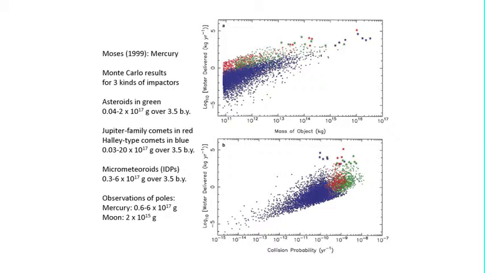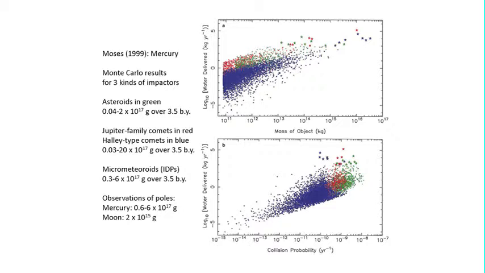And here are some numbers from Moses' paper. Asteroids, quite a spread, because the statistics are bad when you're talking about a small number of big objects, and whose orbits we don't know in advance. But something times 10 to the 17 grams over 3.5 billion years. That's a quote from her paper.